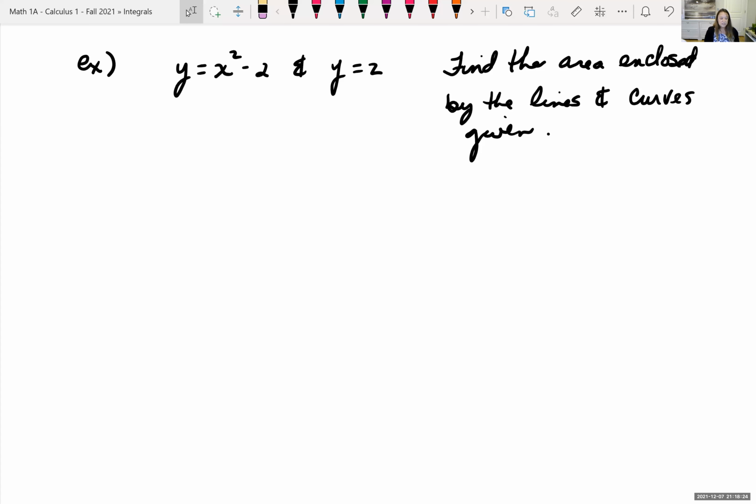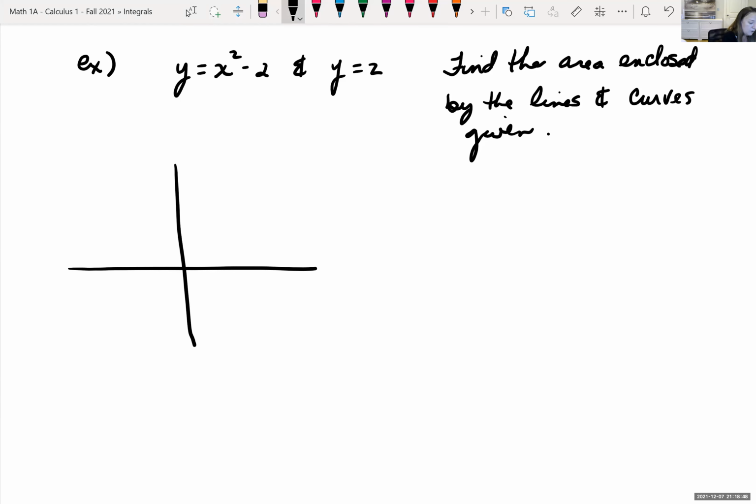Okay, so for the first example, we have y is equal to x squared minus 2 and y is equal to 2. And we want to find the area enclosed by the lines and the curves given. So we actually need to know where these two intersect, so we know the bounds of our integration. It's also helpful if we graph these functions. So let's look at the graphs of those first.